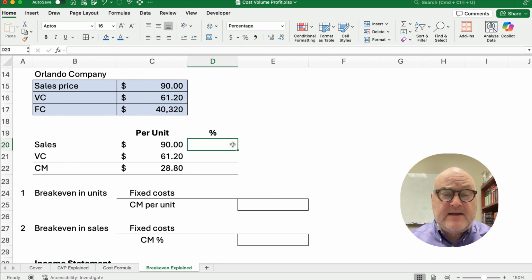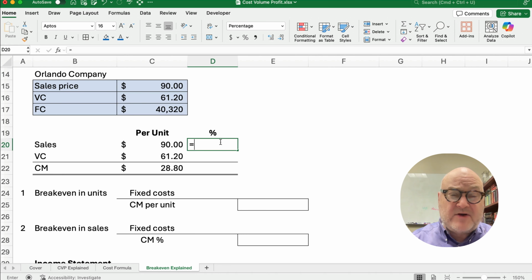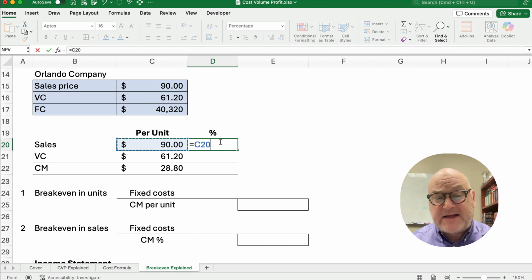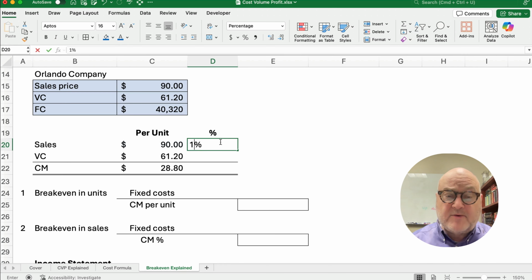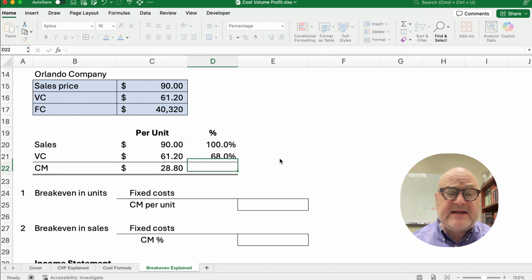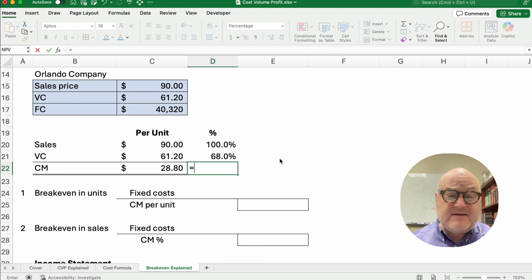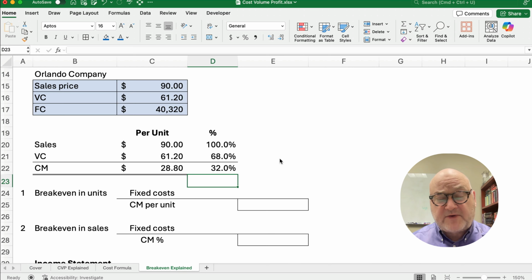Now, percentages, everything's going to be divided. All three of these things are going to be divided by 90. Well, I'm not going to divide by 90 for the first, so it's just going to be the 100%. And I've already formatted it for percentages here. And then 61.20 divided by the 90 is going to be 68%. And then 28.80 divided by the 90 is going to be 32%.